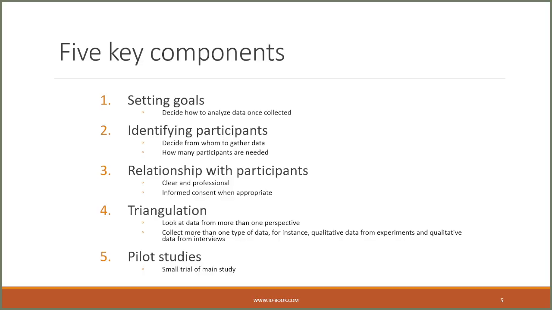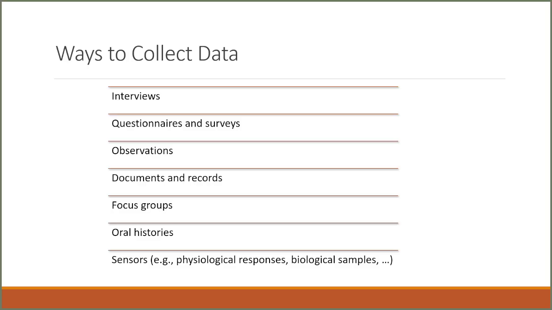Triangulation is the way that you look at your data from different perspectives. So you collect more than one type of data, for instance, quantitative and qualitative data, and you combine the two to come up with a certain kind of objective, and then it drives how you want to change your game. And then you're going to have pilot studies, which are small trials of the main study or the main game that you want to release at some point.